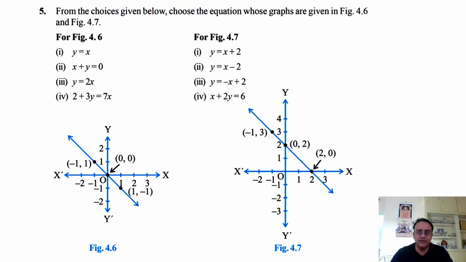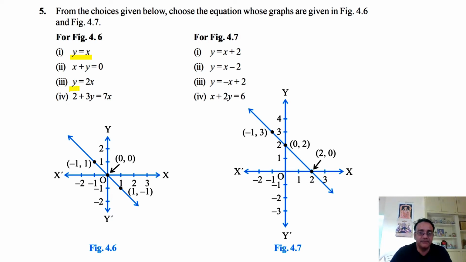Now let us move towards question number 5. From the choices given below, choose the equation whose graphs are given in figure 4.6 and figure 4.7. So y is equal to x, x plus y is equal to 0, y is equal to 2x, 2 plus 3y is equal to 7x. These are four equations for 4.6. So what we will do, we can use the trial and error method. So first equation में देखो y is equal to x. If you put 1 x के जगह पे, 1 रखेंगे तो y भी 1 मिलेगा, जो कि यहाँ पर नहीं है.